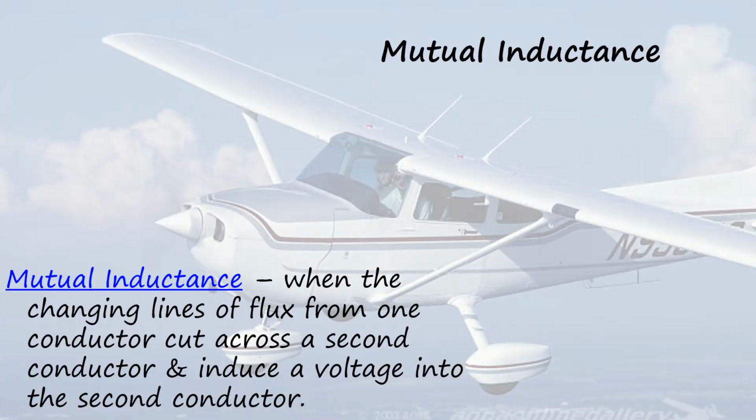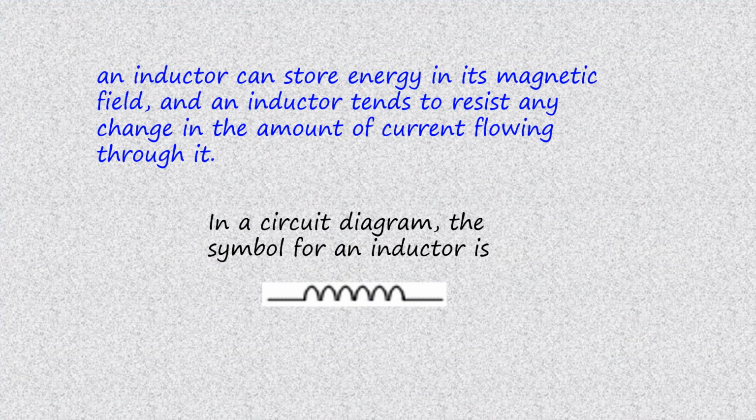When the changing lines of flux from one conductor cut across a second conductor and induce a voltage into the second conductor, it is called mutual inductance. An inductor can store energy in its magnetic field, and an inductor tends to resist any change in the amount of current flowing through it.